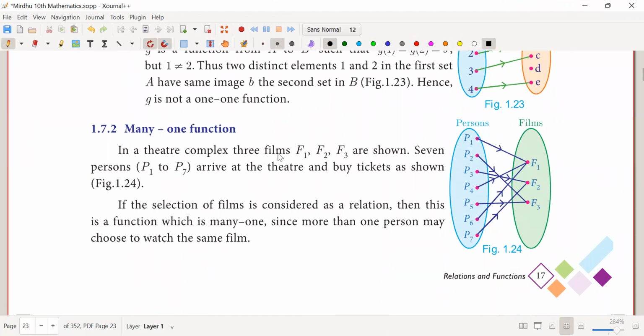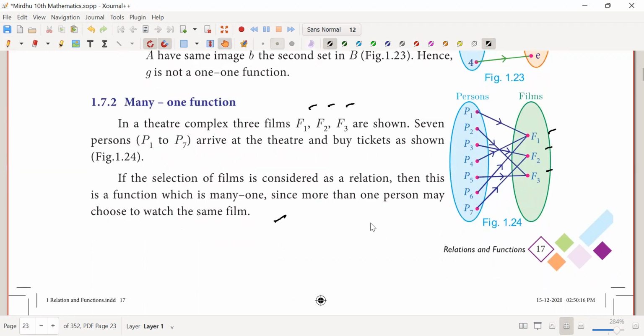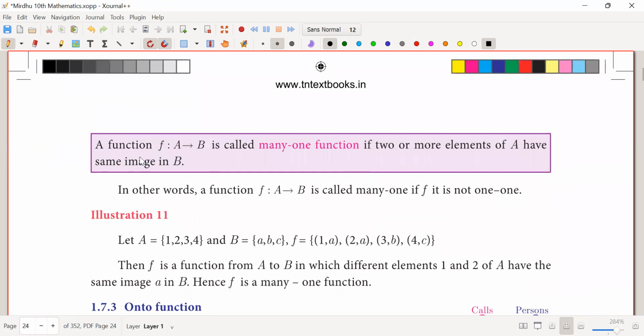In a theater complex, 3 films F1, F2, F3 are shown, and 7 persons P1 to P7 arrive at the theater and buy tickets as shown. If the selection of film is considered as the relation, then this is a function which is many-to-one, since more than one person may choose to watch the same film. There are 7 people buying tickets for different movies. Automatically, some people will be viewing one movie, some the second, and some the third. So, a many-to-one function, right? Many-to-one function.